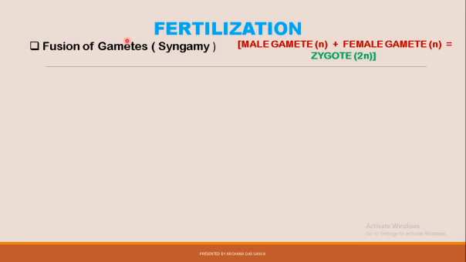The next event in sexual reproduction is fertilization. Fertilization essentially involves fusion of gametes. As we just saw, after formation of gametes, gametes are transferred. Then, when the transfer process is complete, whatever means the organism has taken up, finally the fusion of gametes will take place. Now, fusion of gametes, also called syngamy, is usually between the male gamete, which is haploid, and the female gamete, which is also haploid. They will result into formation of the zygote, that is 2n. Again, the original chromosome number will be restored or regained.